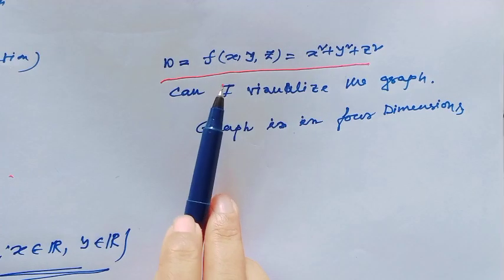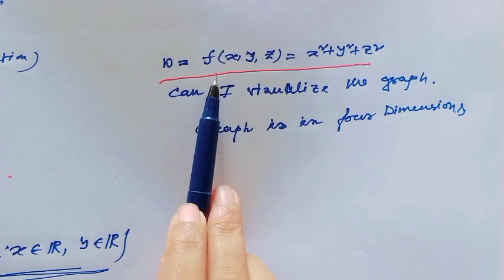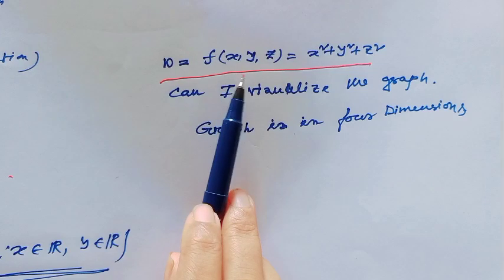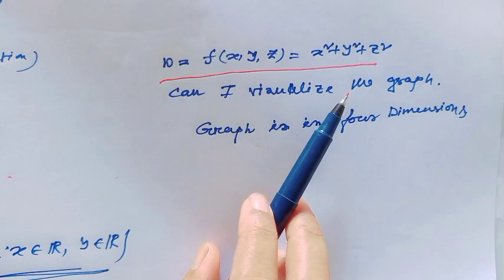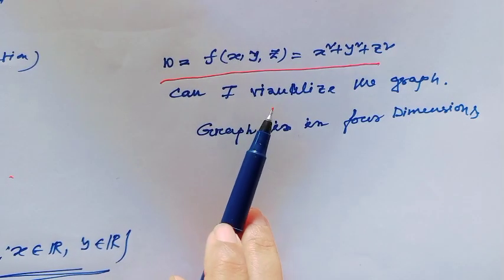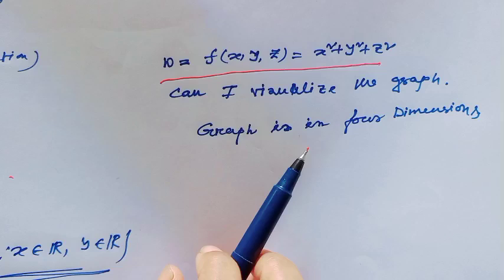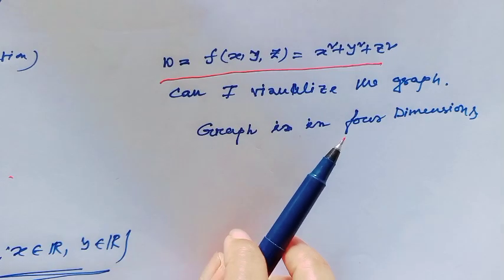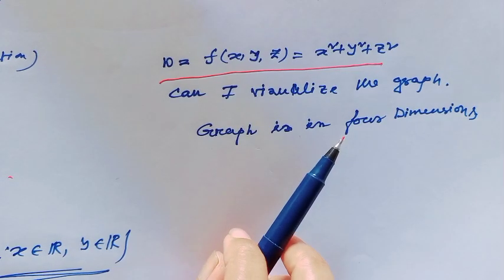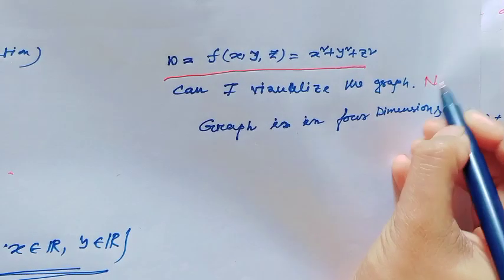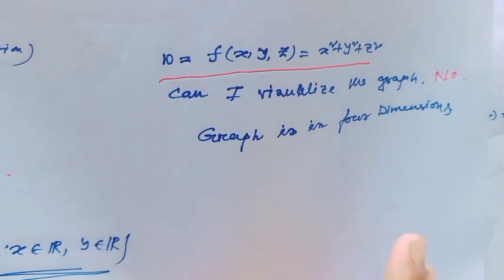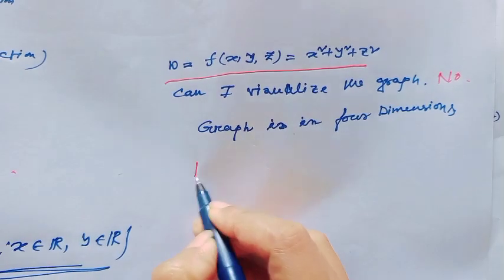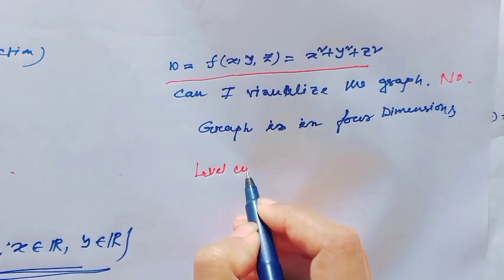Now my question: if we consider this type of graph, w equal to f of x, y, z equal to x square plus y square plus z square, can you visualize the graph? Obviously the graph is in the 4th dimension. We cannot visualize this graph. Here the idea is the level curve. When we cannot visualize the graph, then the idea is the level curve.